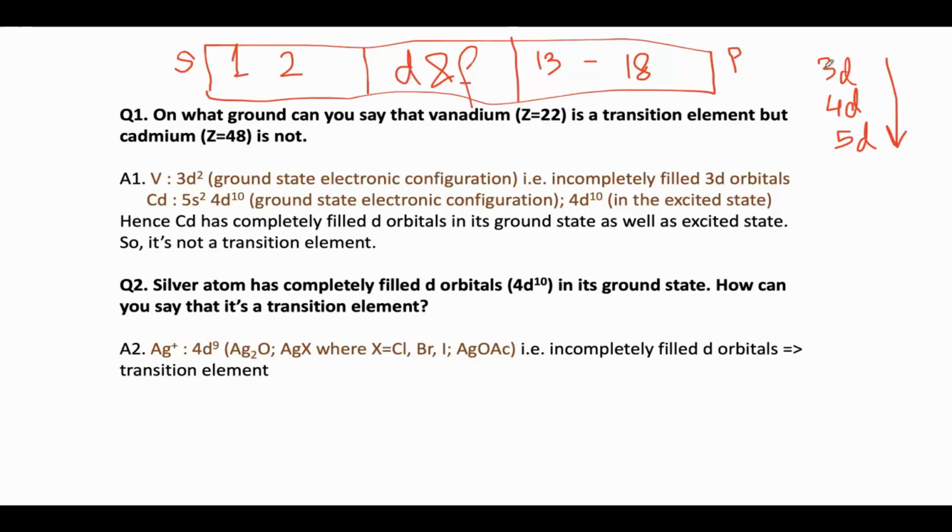Now if we focus on the 3d elements, the 3d series starts from the left hand side with scandium, then titanium, then vanadium, after that chromium, then manganese, and now we come to iron. After iron comes cobalt, then nickel, and the last transition metal here, which is copper. After that we have another group, which starts with zinc, and this is the 3d series.